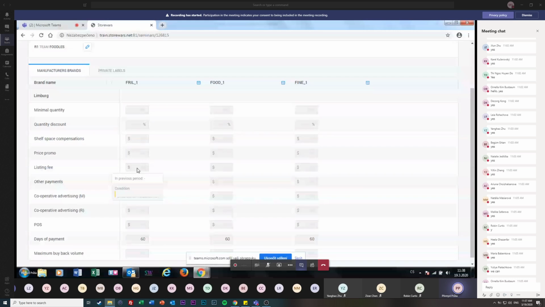I would forget about other payments. Don't do this. It's not necessary. Then what you can do, you can invest money into cooperative advertising. Cooperative advertising is advertising of retailers and manufacturers. It's a combined advertising. So if you spend some money here, it means that a part is spent by the manufacturer and a part is spent by the retailer.